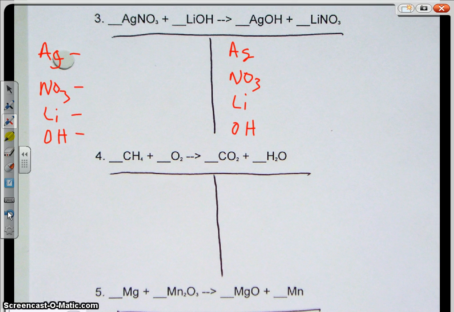How many Ags? We have 1. How many NO3s? We have 1. How many lithiums? We have 1. How many OHs? We have 1. Let's go over here. How many Ags? We have 1. How many NO3s? We have 1. How many lithiums? We have 1. And we have 1 OH. This is balanced, and that will happen sometimes.